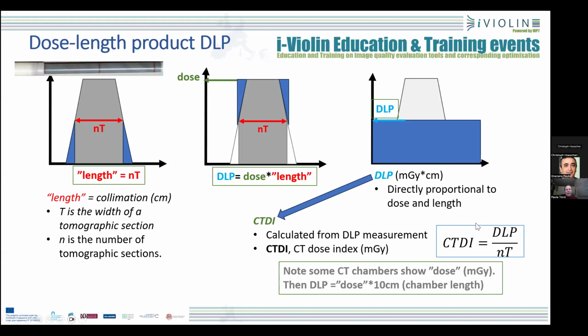There is a challenge that some CT chambers show dose and use the unit milligray. They consider that the chamber length is 10 centimeter, but it's not always 10 centimeter. There can be a slightly different effective length of the chamber. This might cause some additional uncertainties in the measurements. But when we have a CT chamber which is showing dose in milligrays, we always need to multiply the values by 10 centimeter to get the DLP. And then we can divide it by the collimation to achieve the CTDI.